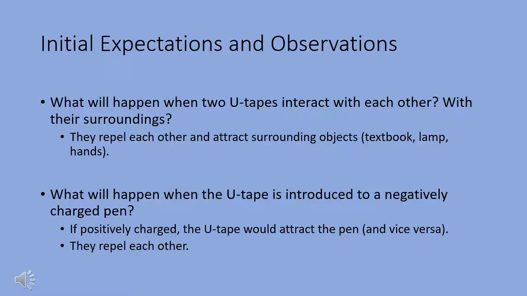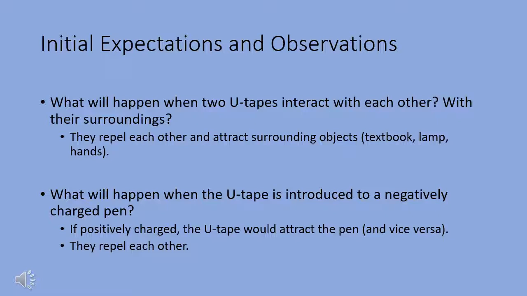I predicted that when they interacted with each other, they would repel, as they were created the same way and likely had the same charge. I ended up being correct. In this case, when they interacted with each other, they repelled and formed a V-like shape. They were attracted to their surroundings, however, including a textbook, a lamp, and my hands.